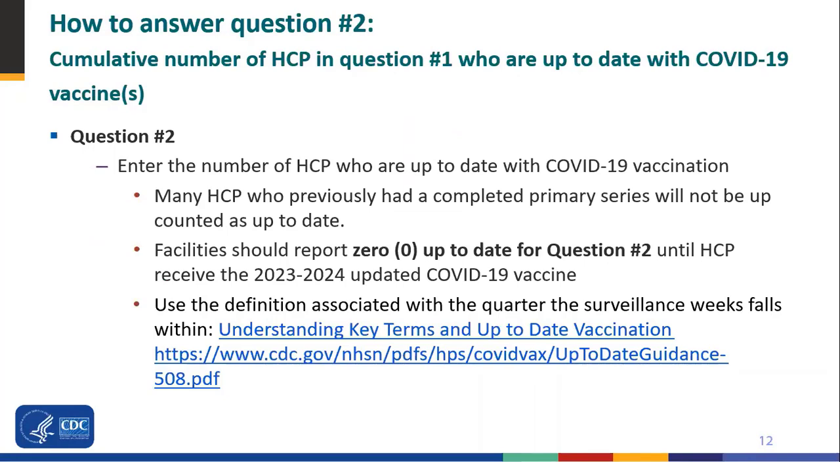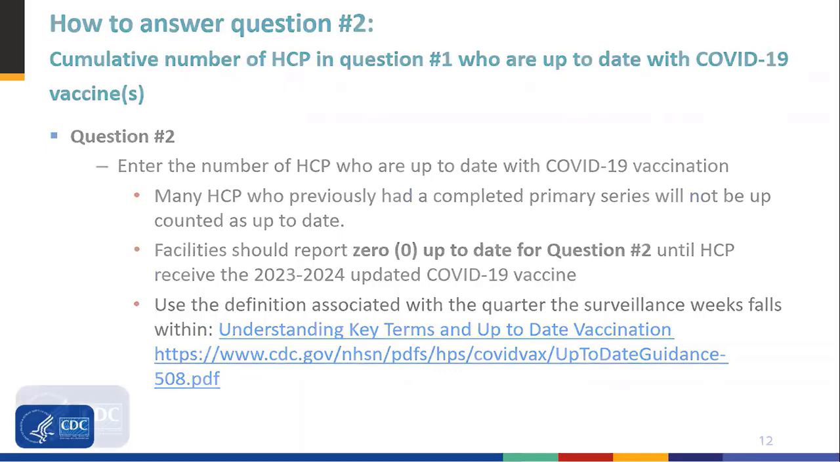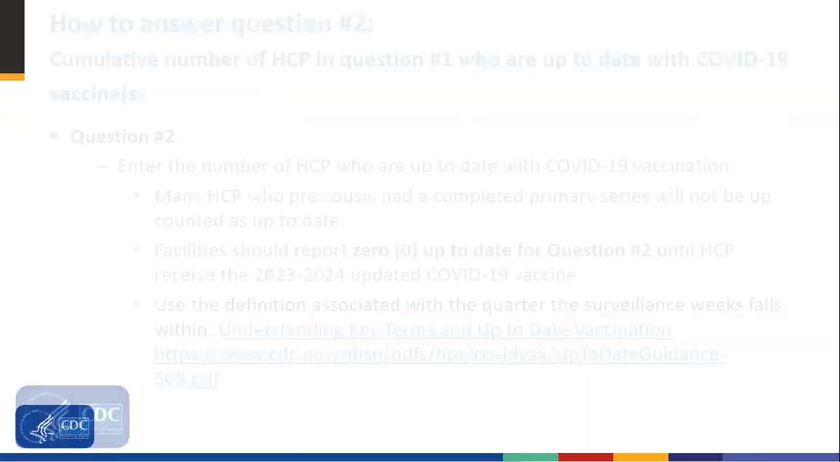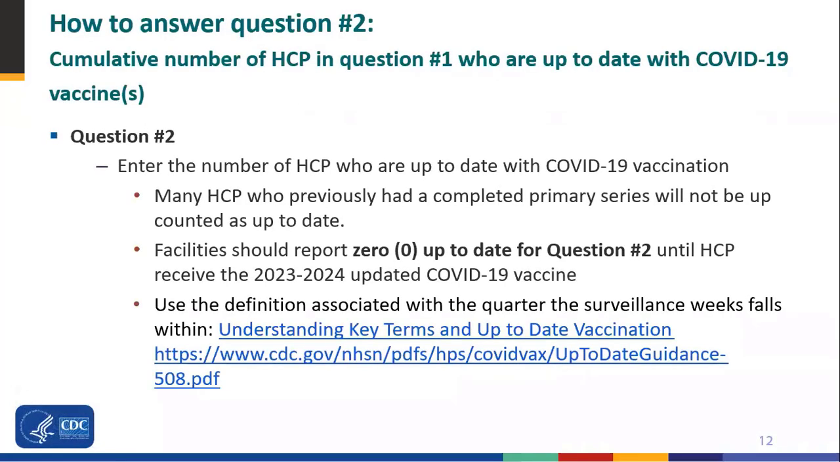Question number 2 asks for facilities to report the cumulative number of healthcare personnel who are up to date with COVID-19 vaccination. And you should only count healthcare personnel who received the 2023-24 updated vaccine. Please note that many healthcare personnel who previously had completed a primary series will not be counted as up to date. Question number 2 does not refer to primary vaccination series anymore, so please note that the data are no longer collected.